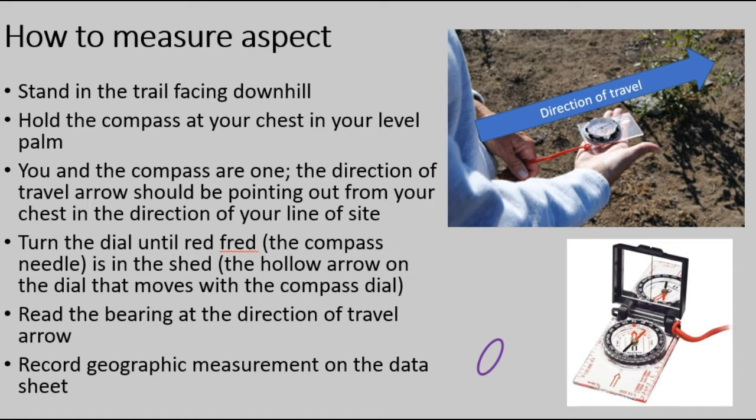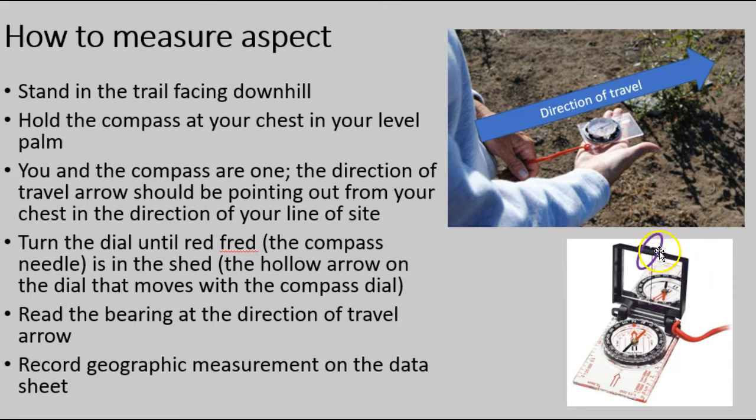So how do we measure aspect? You're going to stand in the trail facing downhill, and you want to think about the compass as being connected to your body. You're not turning your wrist at all, you're holding the compass to your body. So wherever the arrows are pointing is where your eyes are pointing and your whole entire body. So you're going to get your compass into position, okay? And we're looking right through here. This is the notch. If you were holding the compass and you were looking right through there, you should see the trail coming straight away in front of you, okay?